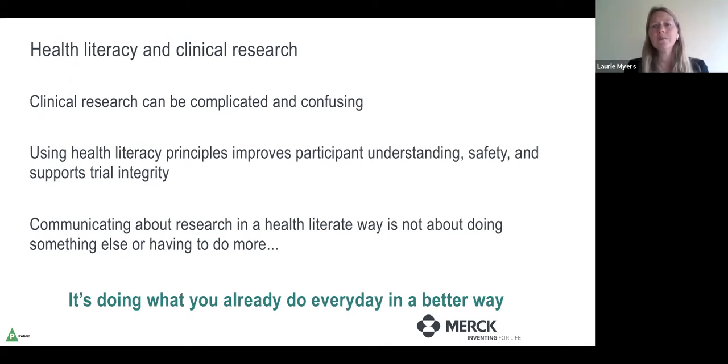The question is, how can we help to overcome them to do a better job of enrolling diverse participants in clinical trials? When I get that question, I say, one of the ways to help to address trust is to be trustworthy. One of the ways to be trustworthy is to be clear, to be simple, to make sure that people have the information they need to make an informed and empowered decision, not only to participate in a trial, but to stay on trial or other things. And again, this isn't an extra step. Health literacy is about doing what you're already doing, but in a better way. So next slide, please.